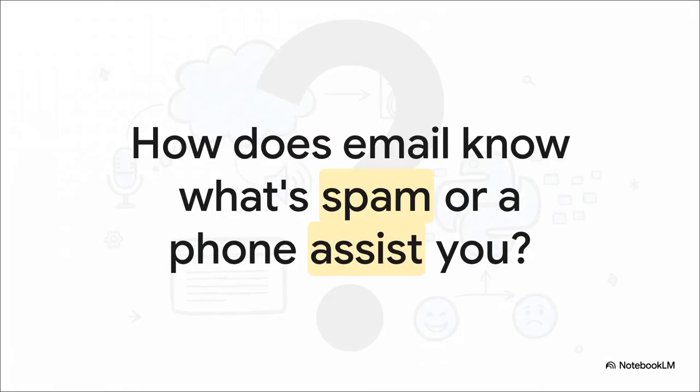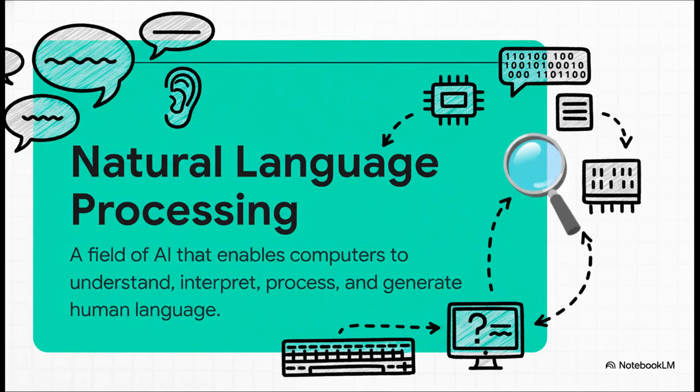Let's do it. So, have you ever stopped to think about how your email app just knows what's spam? Or how your phone's assistant actually gets what you're saying? It's not magic, I promise. The secret sauce is something called natural language processing, or NLP for short. It's this really cool corner of AI where we give computers the power to understand us. You know, human language.